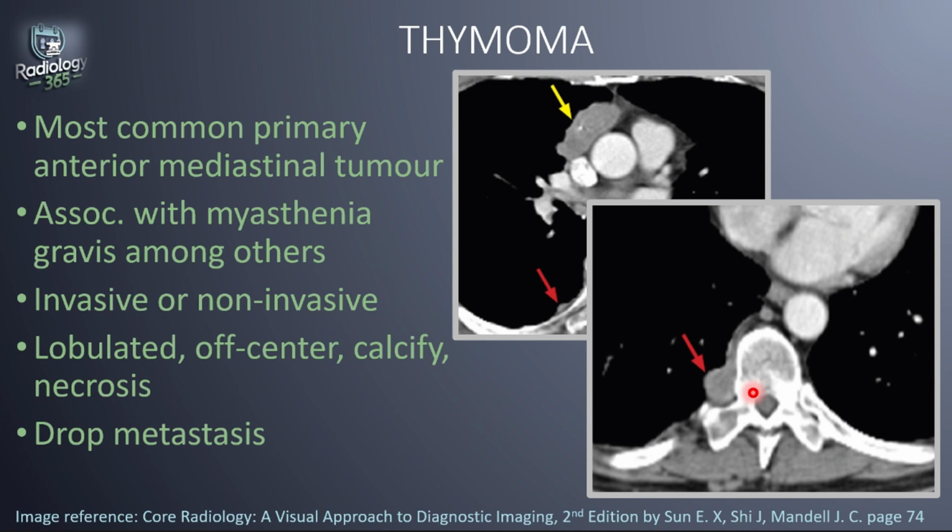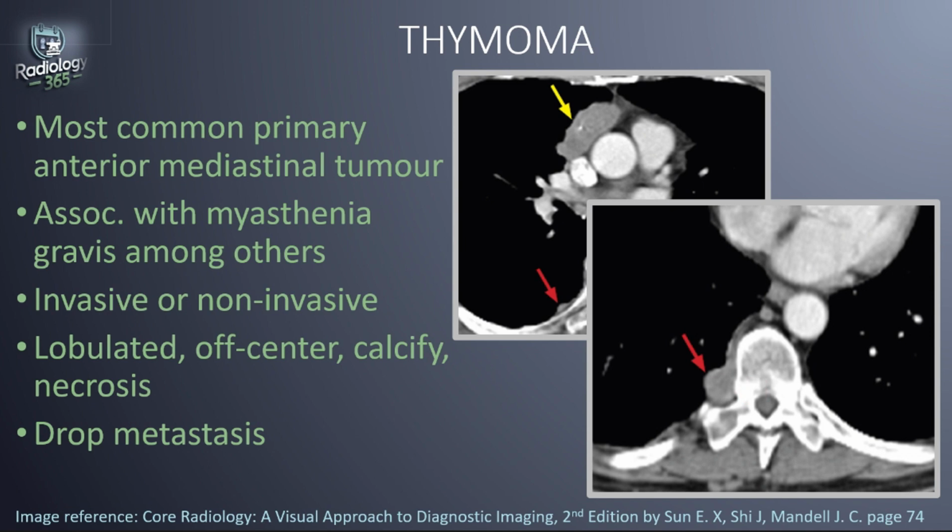That's a suggestive sign that the phrenic nerve is invaded. Thymomas are generally lobulated masses in the anterior mediastinum, and they are often off-center. They may calcify or develop necrosis. Drop metastasis from invasive thymoma spreads along the pleural and the pericardial surfaces. Hematogenous metastases are uncommon. Rather, drop metastasis is what you end up getting in thymomas. That's the invasive type of the thymomas.